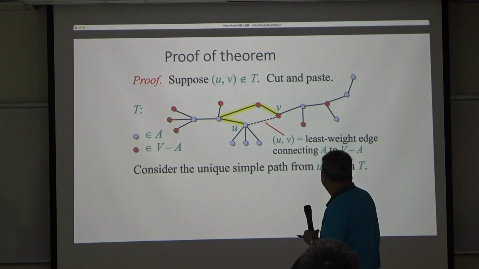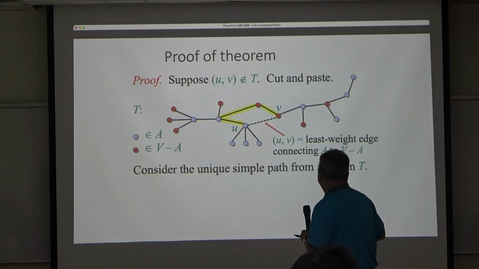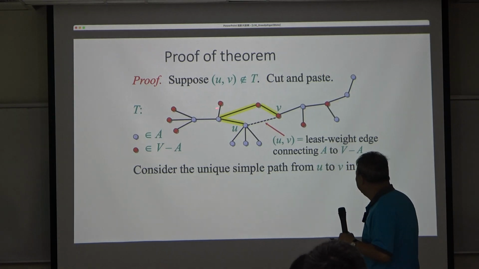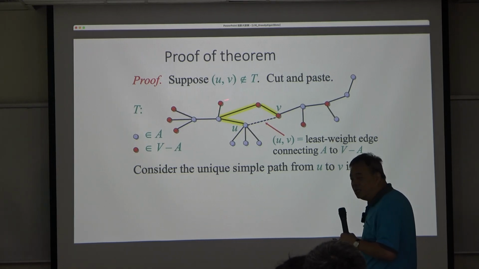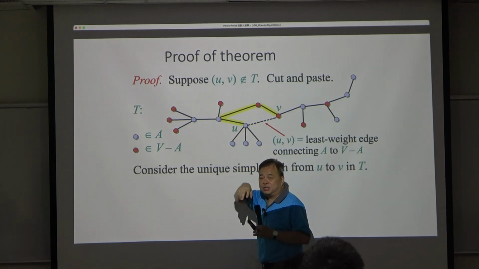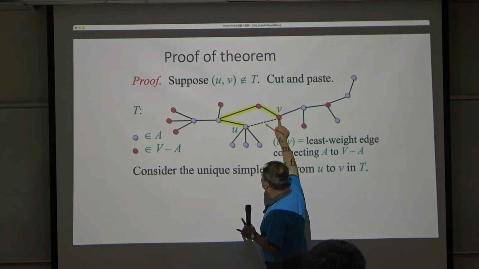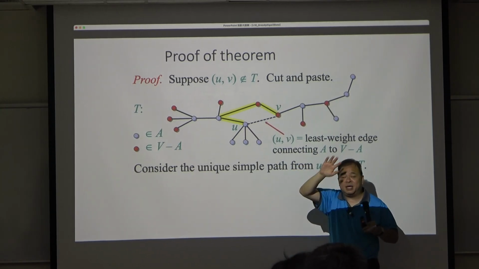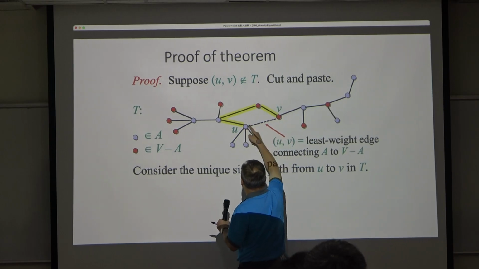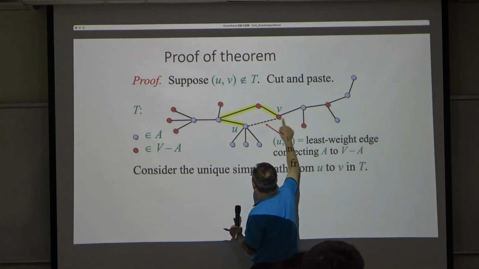Because I just told you that UV is the least weight edge connecting A to V minus A, right? So this one is obviously an edge connecting A to V minus A. These two edges are both edges connecting A to V minus A, and UV has the smallest weight among all these edges, right? So this one must be cheaper, has a smaller weight than this one, so you can cut and paste, get rid of this one and use this one.